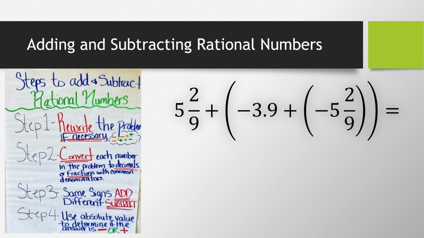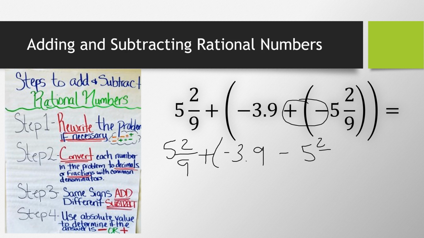For this next problem, it looks like an onion. So I know whenever I have these quote-unquote onions, I have to solve them from the inside out. So what I'm going to do is rewrite this problem. I have 5 and 2/9 plus negative 3 and 9/10. Now I see two signs. Those two signs are going to turn into one minus 5 and 2/9. If I rewrite it again, I have 5 and 2/9 minus 3 9/10 minus 5 2/9.